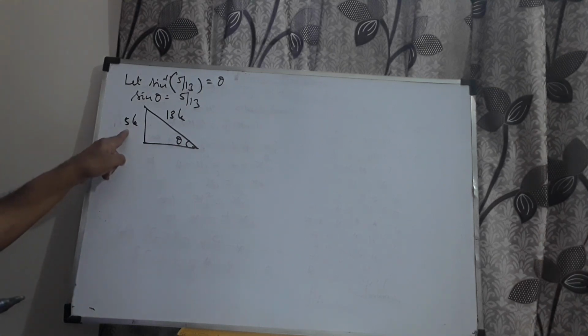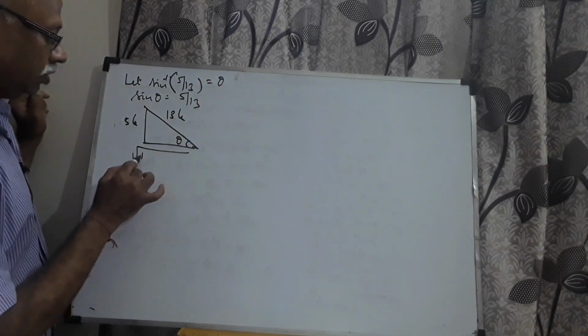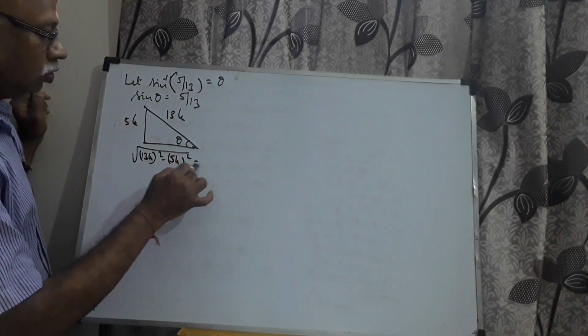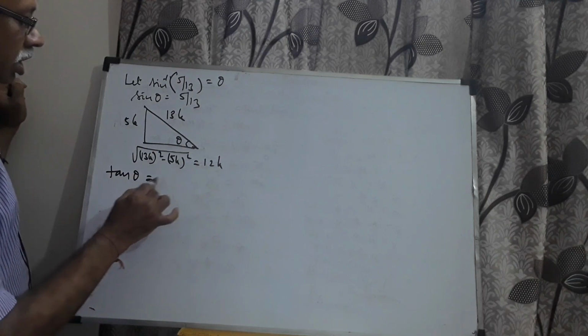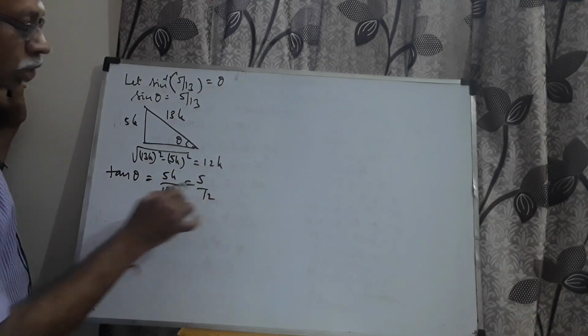Now I write a multiple of 5 here, a multiple of 13 here. Now the adjacent side will be the square root of 13k the whole square minus 5k the whole square, which reduces to 12k. You can check the calculation. From this, tan theta will be equal to 5k by 12k, which is 5 by 12.